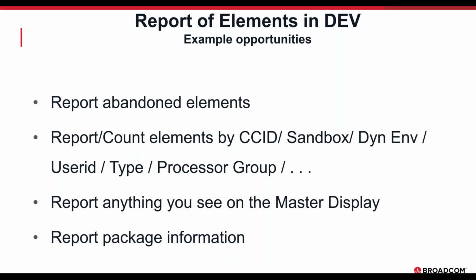But if you use a CSV utility and a table tool, you can report anything that you see on a master display. If you change the comma separated value step itself to report package information, and we're going to do that here in one of our subsequent examples, then you can use the CSV utility and a table tool to do package reporting and not element reporting.